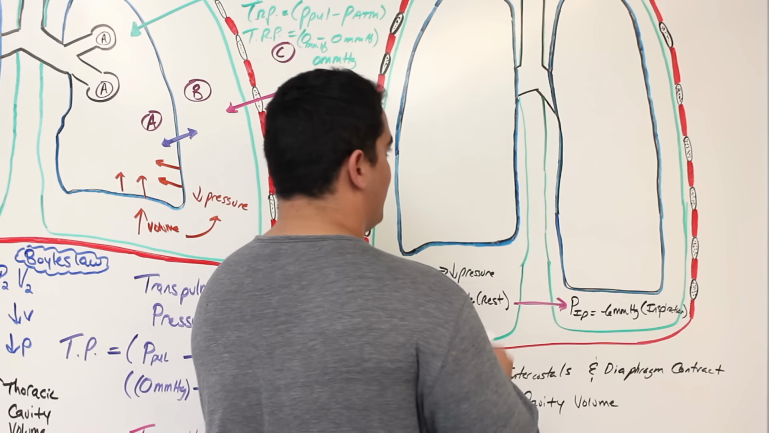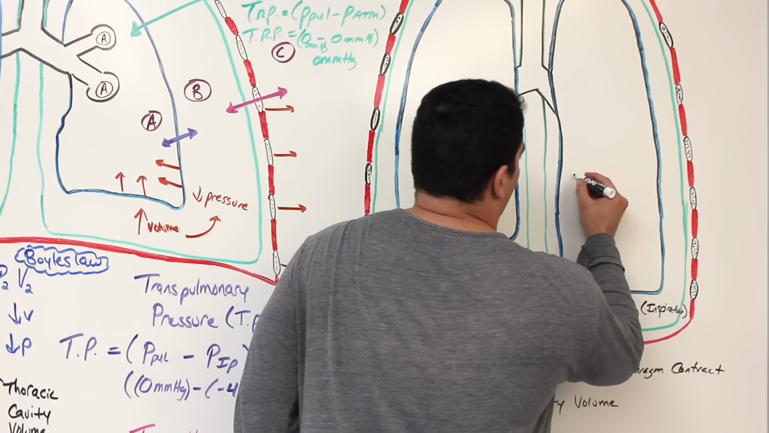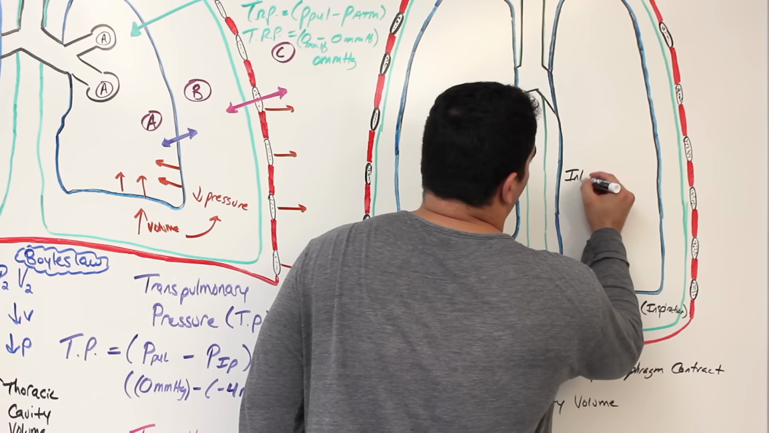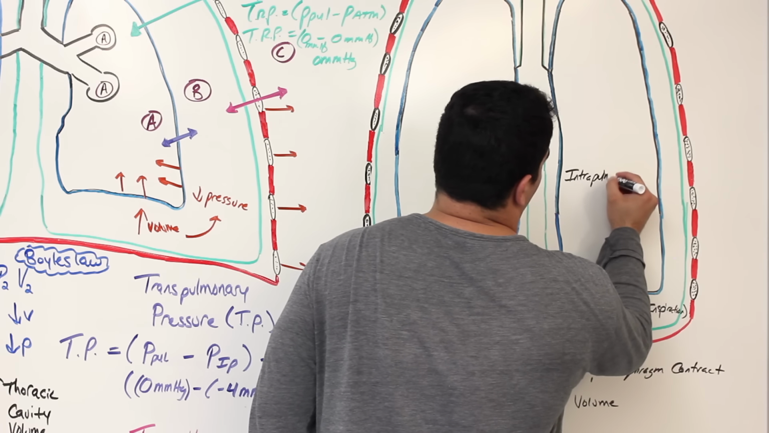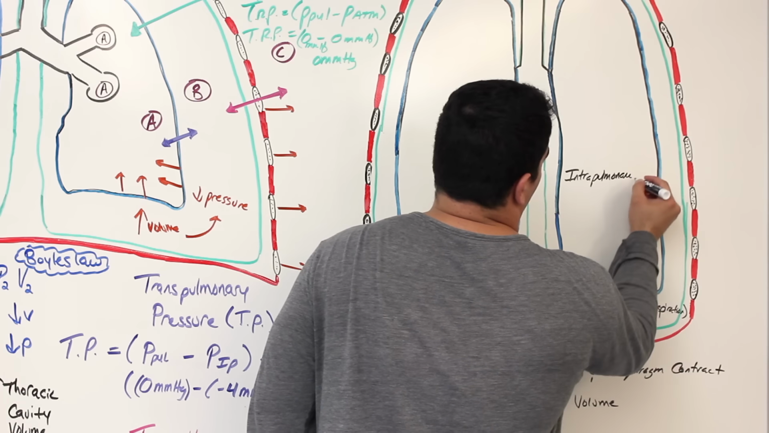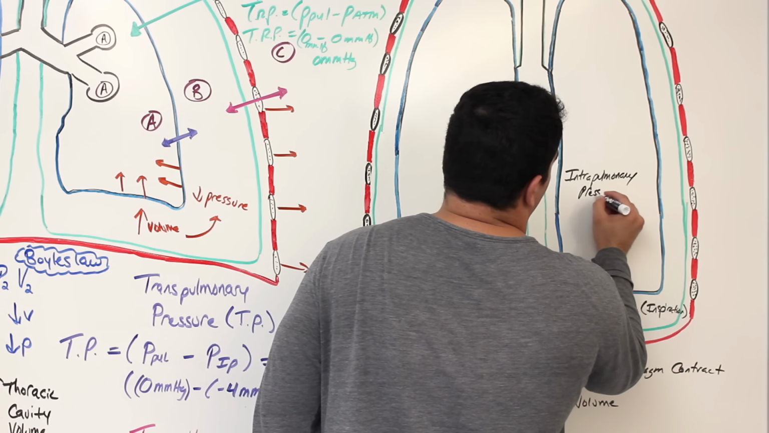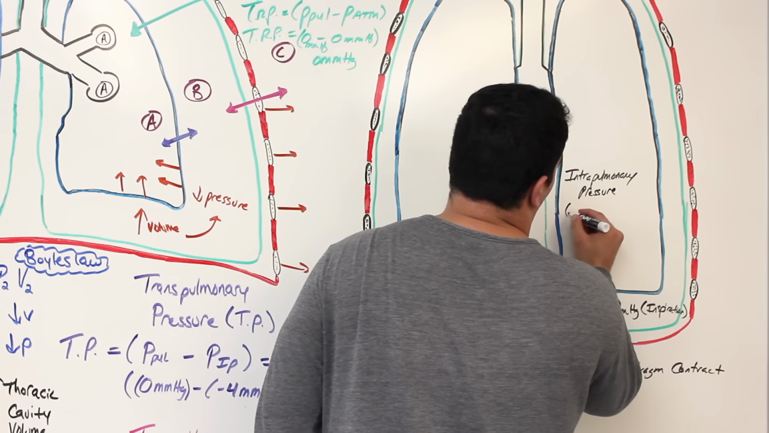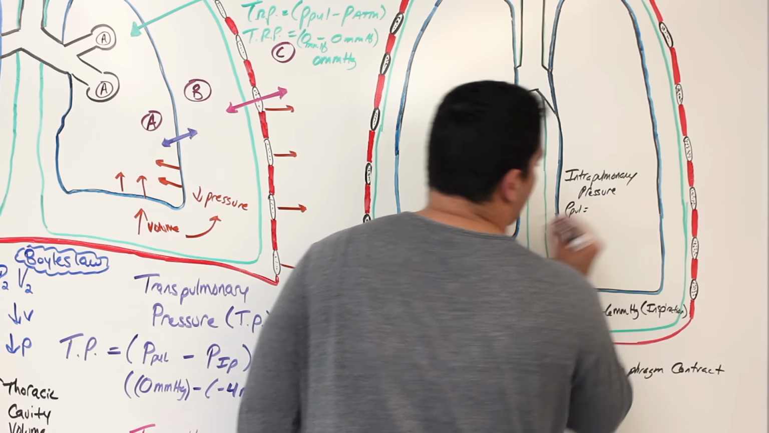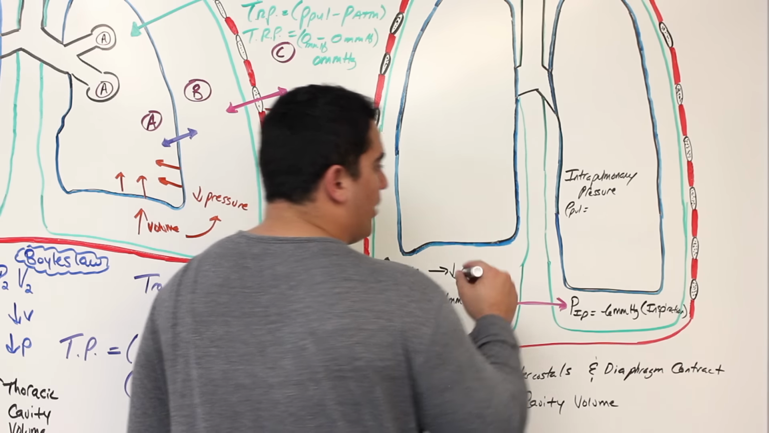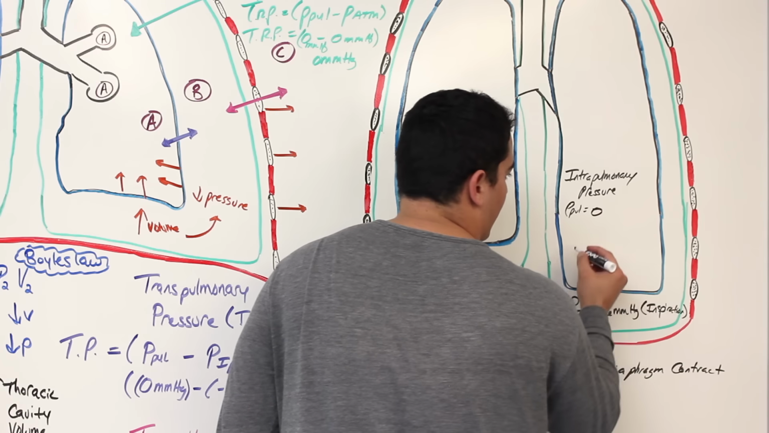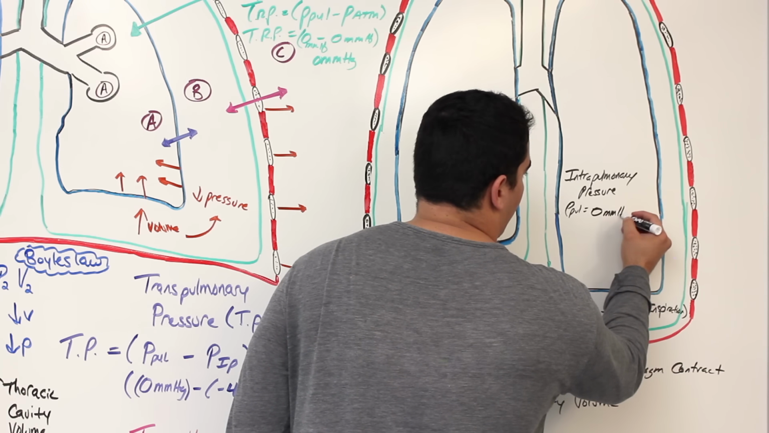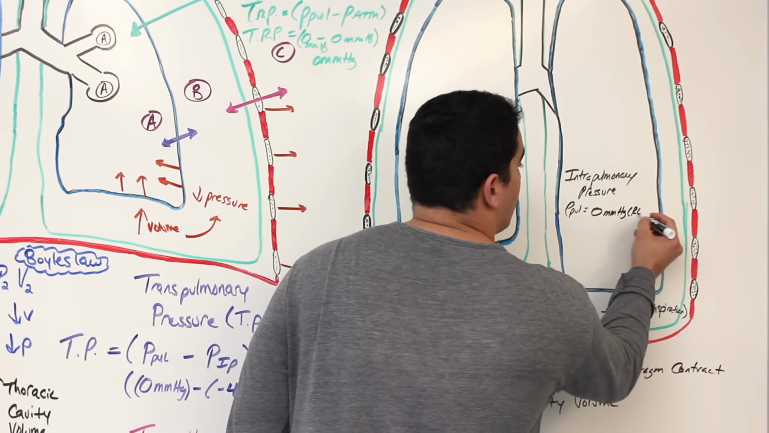Oh man, that should make so much sense, right? So again, intrapulmonary pressure. What do we denote that as? We denoted that as P-pul. We call that the P-pul. So the P-pul was originally, what do we say? It should be 0 millimeters of mercury at rest.